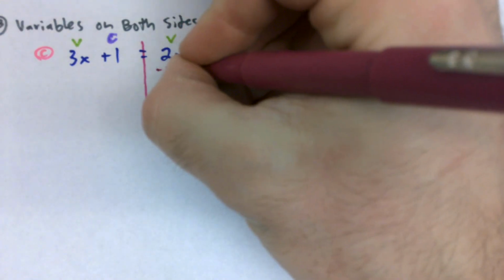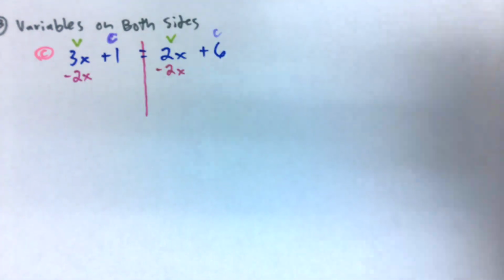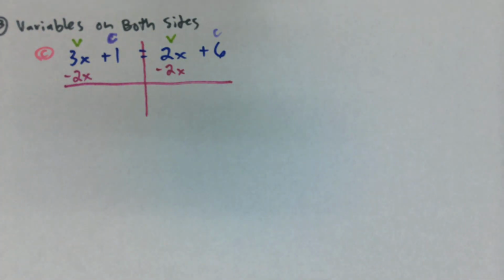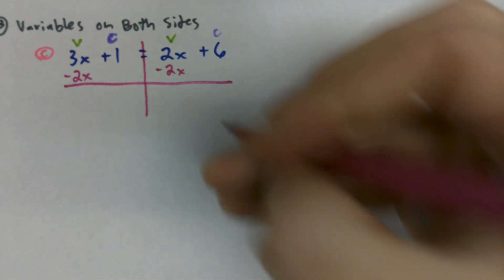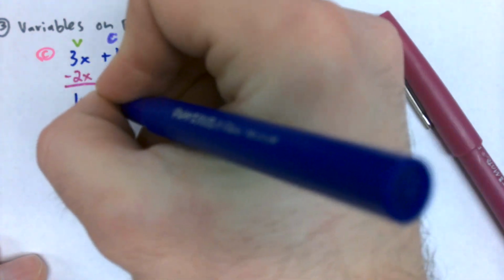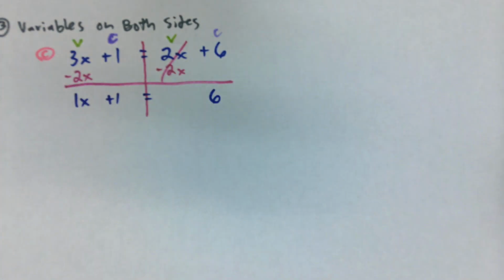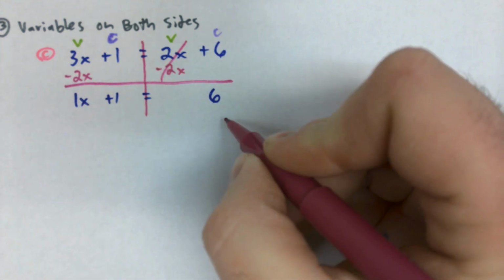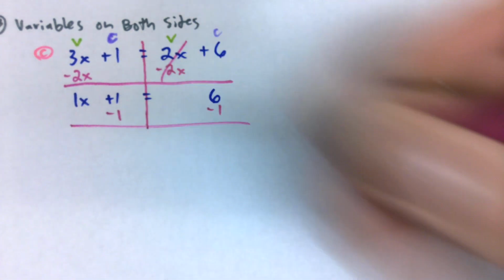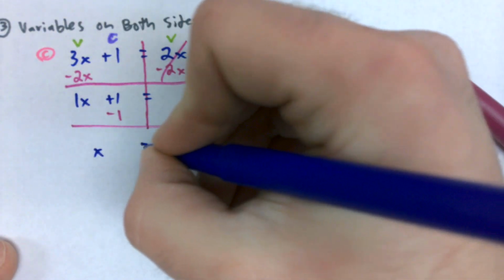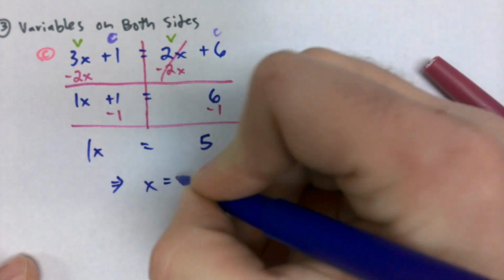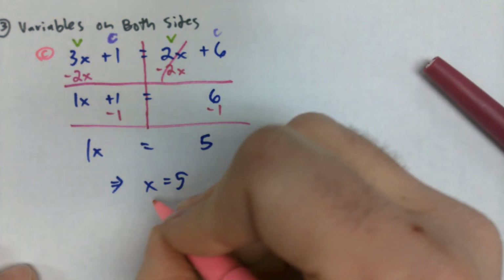Let's bring 2x over to the left. And if what I just explained confused you, just always bring your variable term over to the left, and we'll just leave it at that, okay? 2x's go away. 3x minus 2x gives us 1x. And then we can bring our constant term over to the right by subtracting 1. That gives us x, or 1x equals 5. So therefore we have x is equal to 5 as our solution.